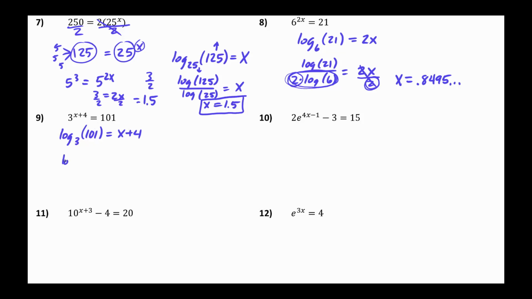So let's go ahead and do the change of base. Log of 101 divided by the log of 3. That's equal to x plus 4. To get rid of that plus 4, I'm going to need to subtract it, but subtracting always goes at the end of that big chunk right here. So let's put that in my calculator and get my answer.